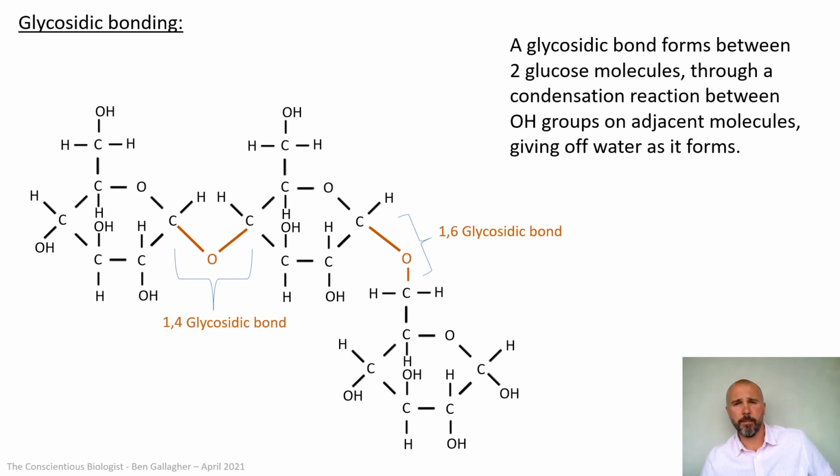But to describe it, a glycosidic bond forms between two glucose molecules through a condensation reaction between OH groups on adjacent molecules, giving off water as it forms. That little description there ticks all the boxes, 3 or 4 key marking points in there. So take a screenshot of this, but absolutely make sure you can both draw and describe glycosidic bond formation.